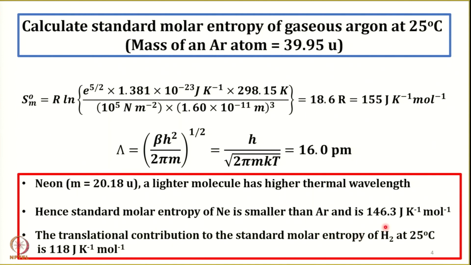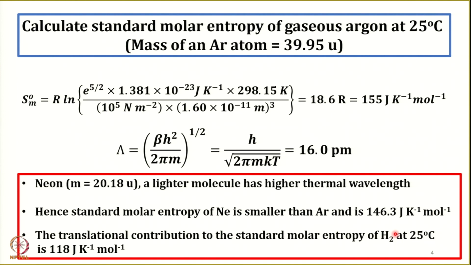And the comment, if you carefully look at the comment over here, what is written in the comment? The translational contribution to the standard molar entropy, translational contribution. Why did I not talk about only translational contribution in case of neon or argon? Because neon and argon, which are atoms, will have only translational degree of freedom, will not have rotational and vibrational degrees of freedom. When it comes to hydrogen, it is a diatomic molecule, the other contributions can also come in. So, therefore, the translational contribution can be calculated by using Sackur-Tetrode equation.